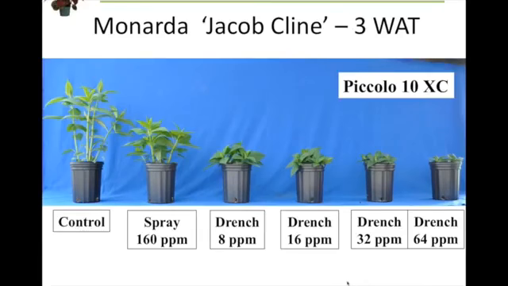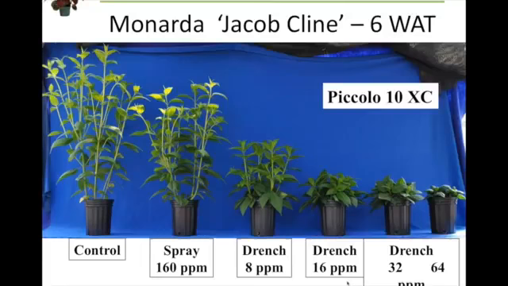Here's some of Joyce's work looking at sprays, the untreated control at the left, a spray of 160 parts per million of Piccolo, and then drench rates increasing. So, you know, it's a little extreme on some of the rates, especially on the far right side. This is only 3 weeks after treatment, but you can see the effects going on, so drenches have some activity.